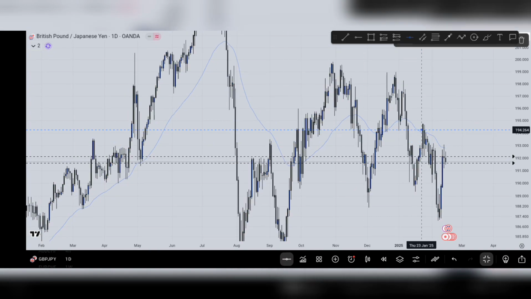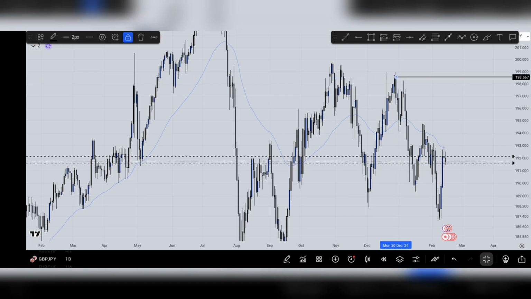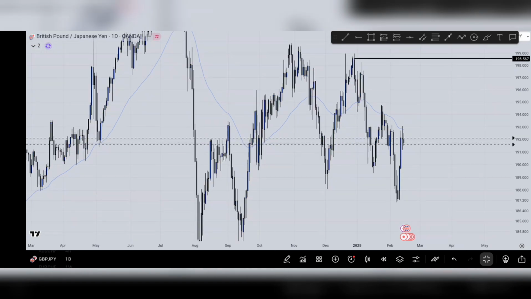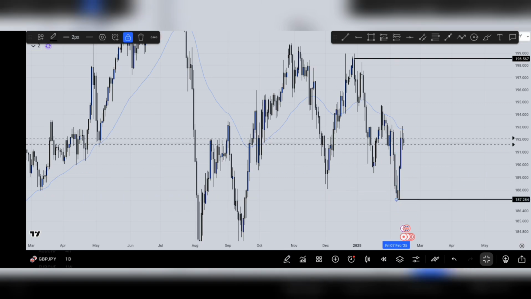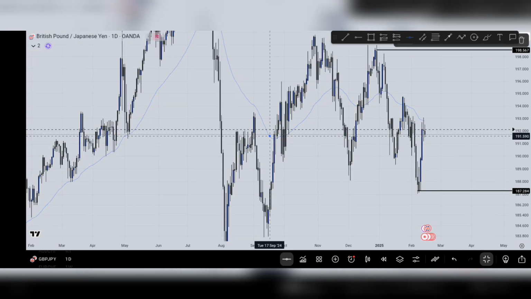So first of all, just choose a high, understand? Choose a high from the daily time frame, understand? And then we'll choose another low, a strong low. It might not be a strong low, but at least a low on the daily time frame. Then we'll mark out our strong levels.